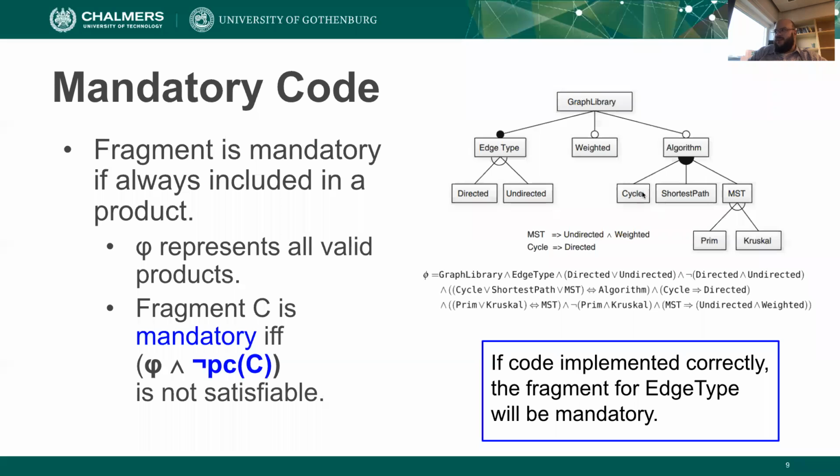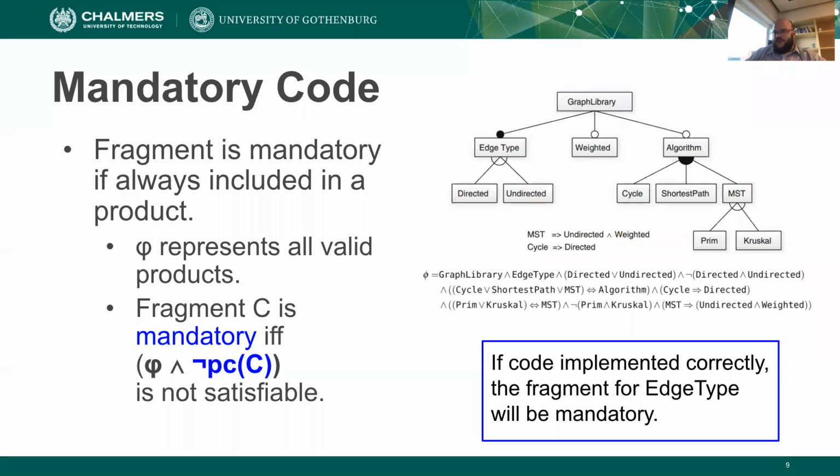So we have this graph library example we went through last time, and we have this propositional formula for it. And as long as the code is implemented correctly, this edge type feature will always be there. And we mark it as a mandatory feature in our model, right? So that's pretty easy. So we could ask the SAT solver to come back and look for the code that represents this edge type feature, and it should say that it is there when we go and look at the presence conditions in the code and match that with the model. Does this idea make sense? Right, any questions so far?